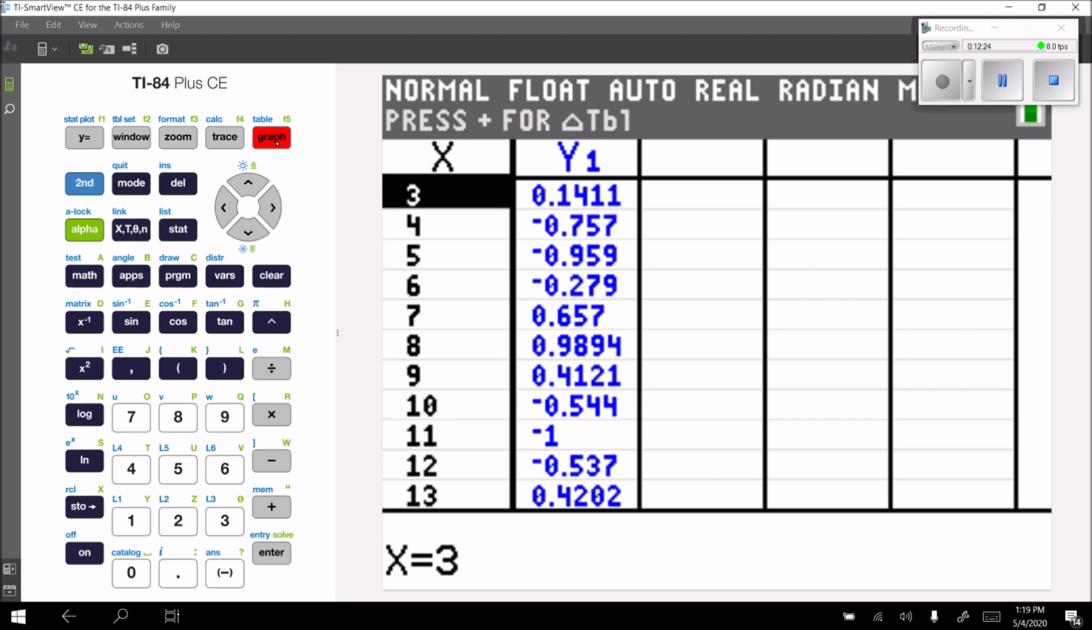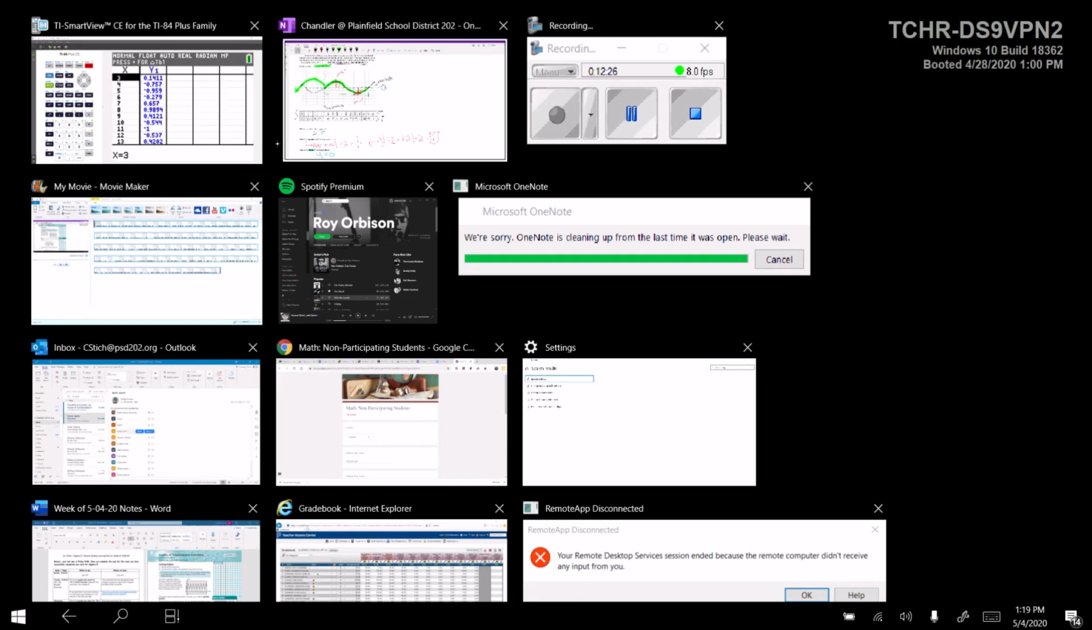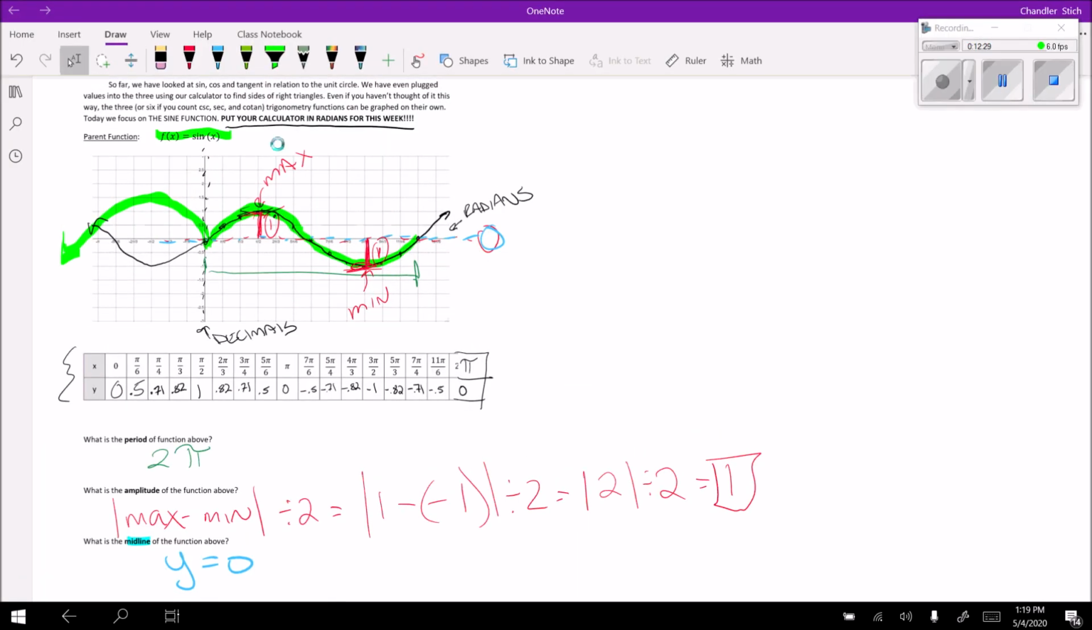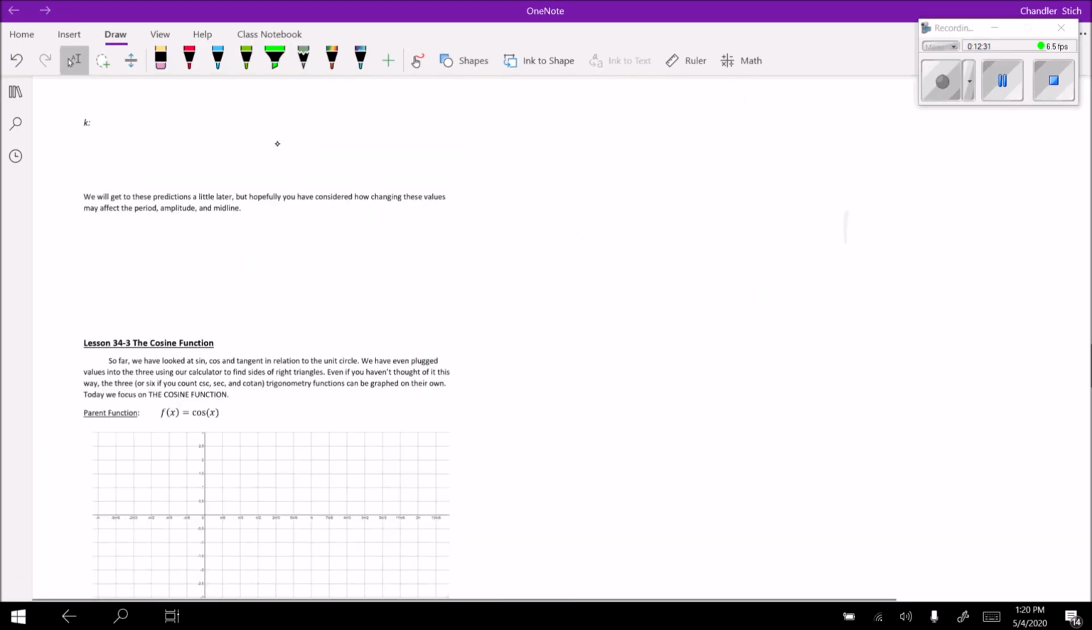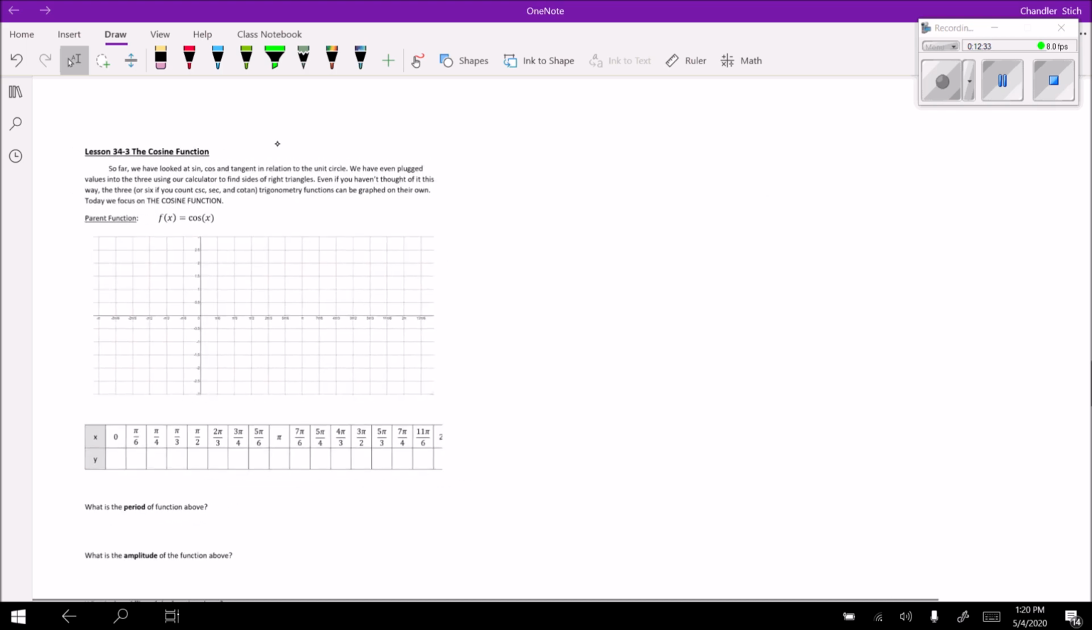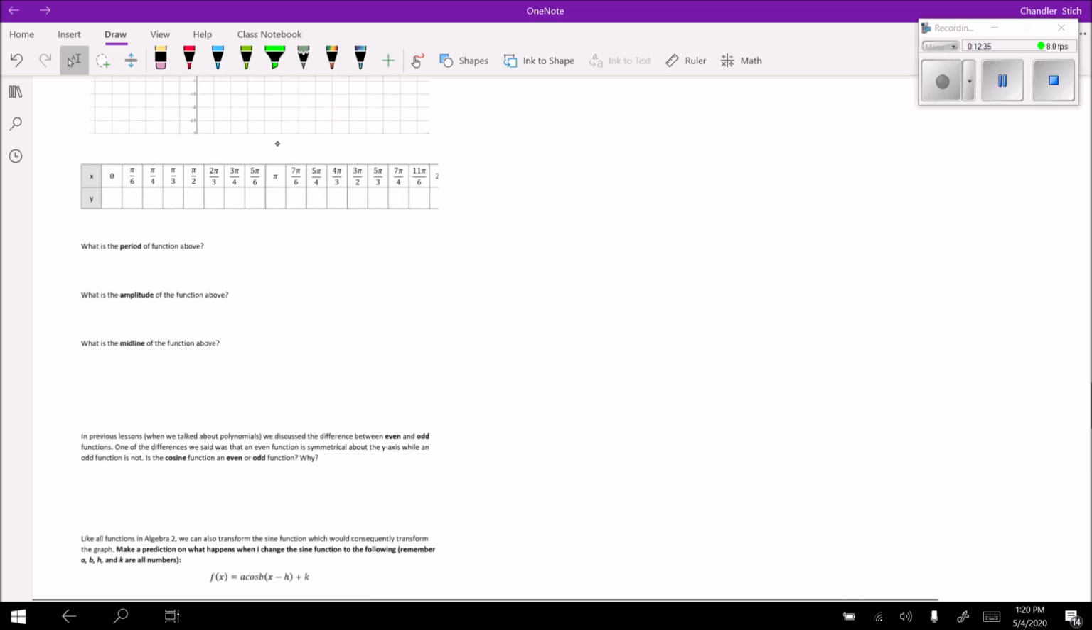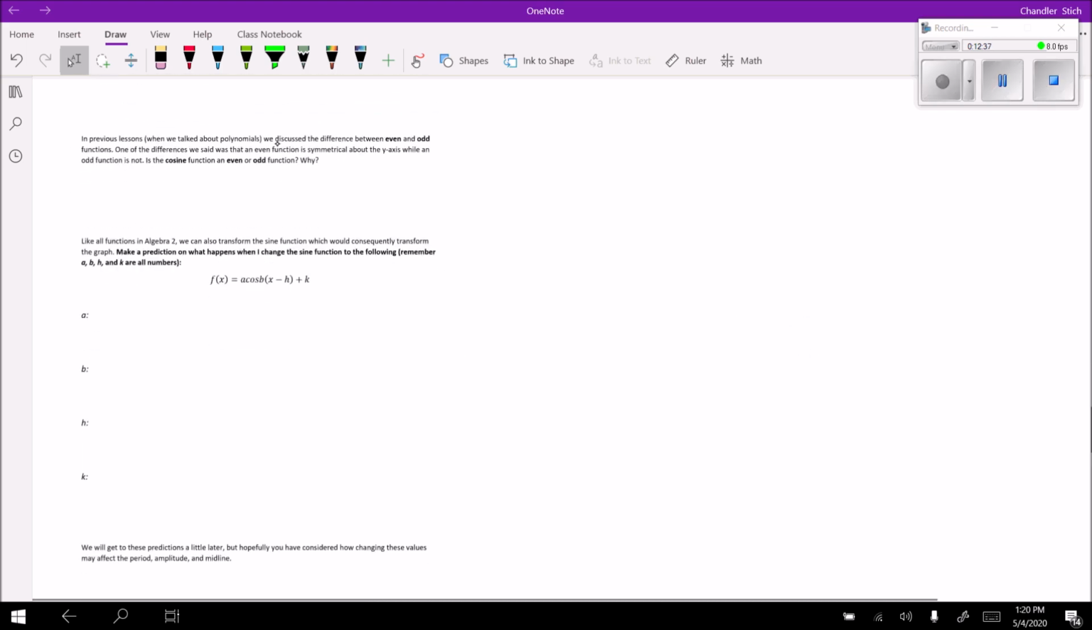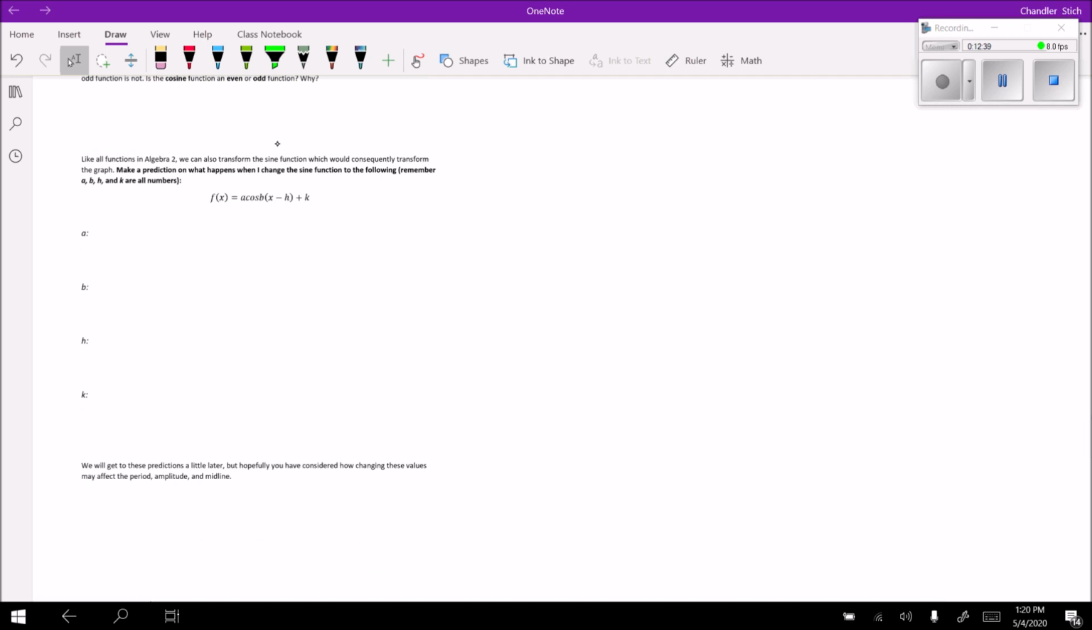Alright, like I said, I'm not going to make a video for tomorrow's cosine because it's essentially this, just with cosine. So go ahead and do this for tomorrow. Find the period, the amplitude, the midline, even or odd function, and then make some predictions. Alright? Let me know if you guys have questions.